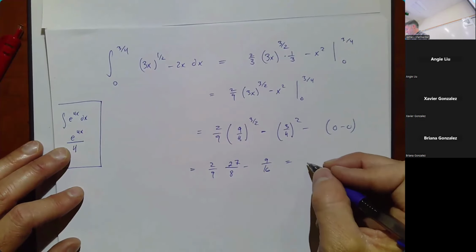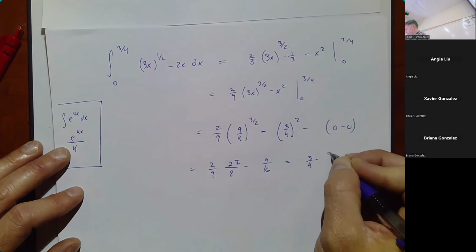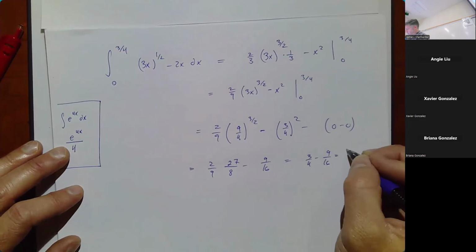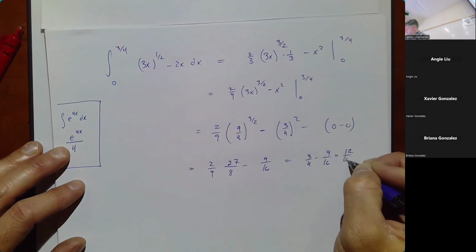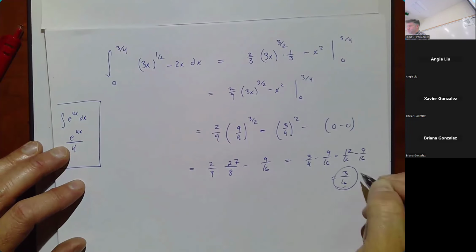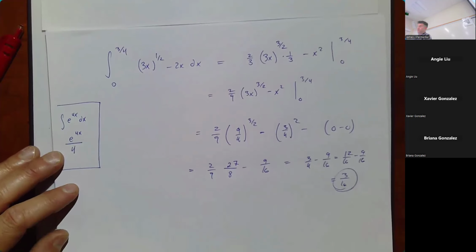You get 3/4 minus 9/16. That can't be right. It could be right. Oh, that's right, yeah. Which is 12/16 minus 9/16, which is 3/16. Fun.